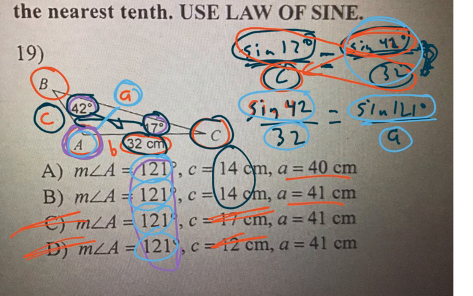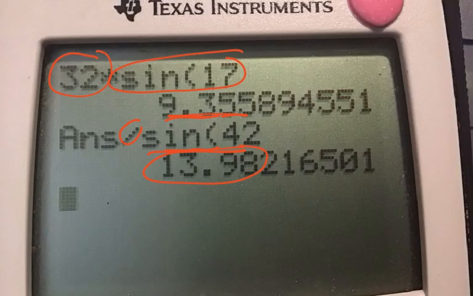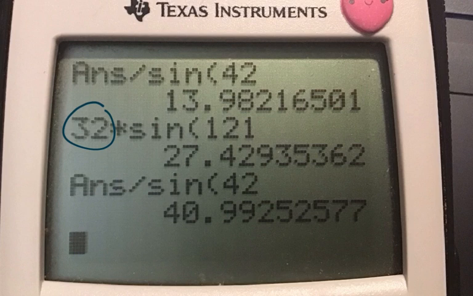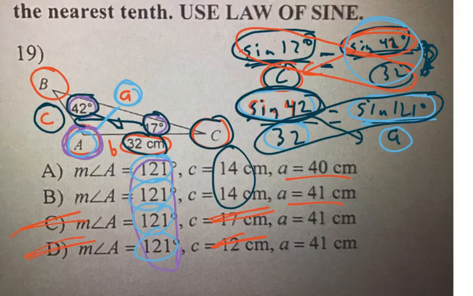So, how am I going to solve this one? Follow the black. I'm going to cross multiply this way first. 32 times sine 121, and then I know if I divide by this sine 42, I'm going to get A. So here we go. 32 times sine 121 is 27.4 something. But I'm going to divide that by the sine of 42. And notice the missing side must be 40.99. Well, what's 40.99? That's 41, right? And so now I know the answer has got to be B.